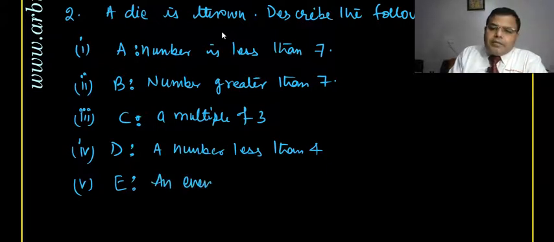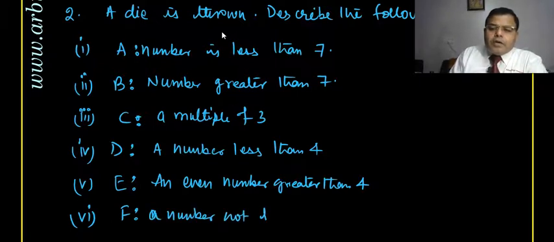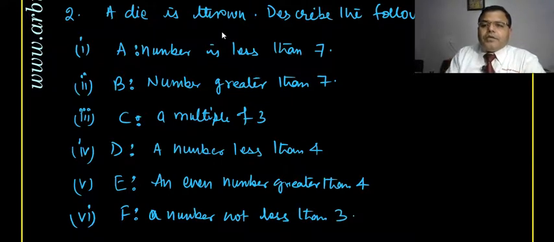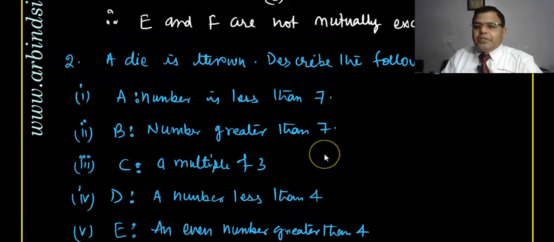An even number greater than 4. And sixth, F is a number not less than 3. So if I am going to write the simplest sample space for all these, what would be A?